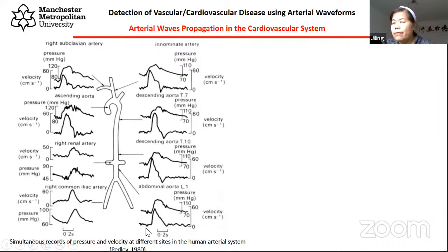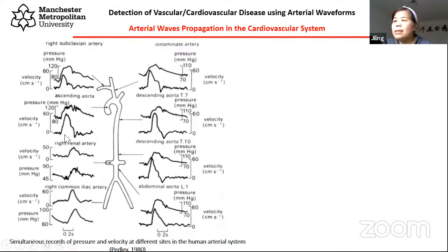This figure is from Pedley's book in 1980. If we look at this pressure and velocity waveform, you can see that this one is a pressure waveform in the ascending aorta. This is the velocity waveform in the ascending aorta. And here, further downstream, is the right common iliac artery. This one is the pressure, this is the velocity.